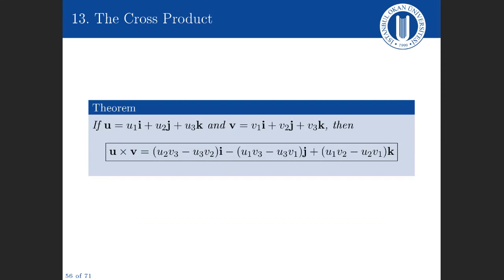This is an important formula, so I'm going to write this as a theorem. Make sure you have this formula with you before you go into an exam. If U is U1i plus U2j plus U3k, and V is V1i plus V2j plus V3k, then U cross V is given by this formula, which we've just calculated.